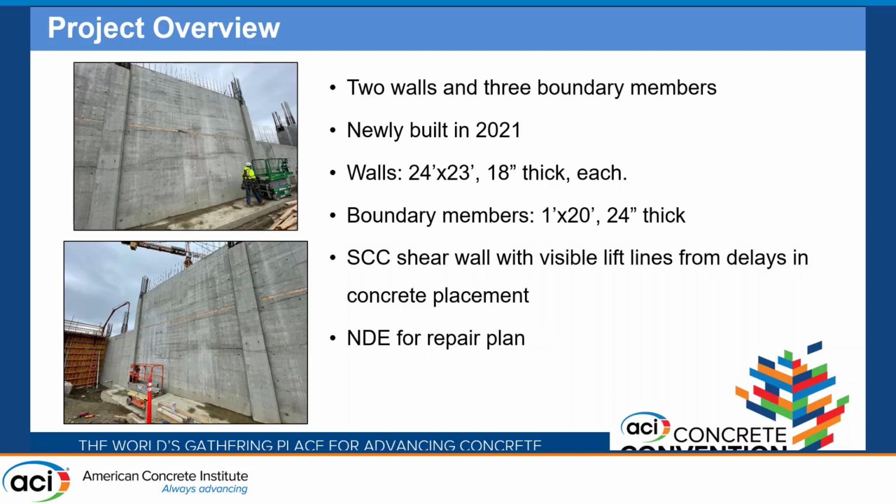You can see the geometries of the walls and boundary members on the screen. Essentially this was a self-consolidated concrete shear wall that, due to delays in the concrete placement, showed all these visible lift lines on the surface once they took out the formwork. In this case, lift lines are defined as the surface lines between layers of poured concrete. Because it was new construction, we were working mostly with the quality team to provide NDE for repair plans for these lift lines.